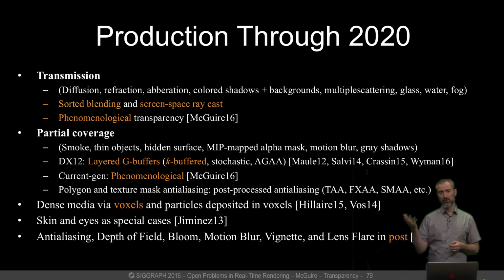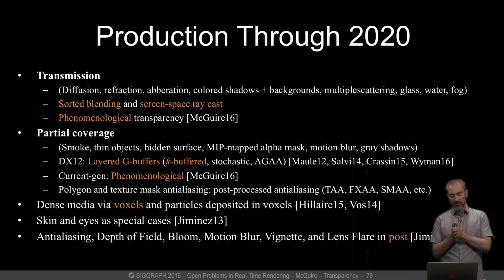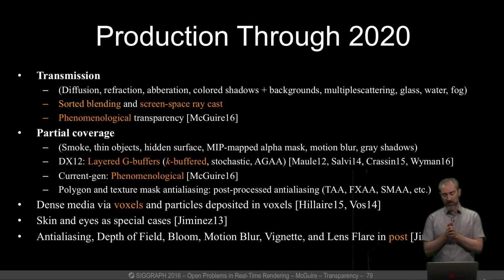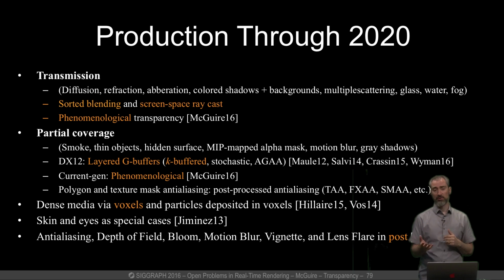That's for transmission. For partial coverage, so cases like smoke and thin objects, the hidden surface rendering or the mip-mapped alpha, if you have access to DX12, I think K-buffers are probably the most aggressive technique, and that's a good solution. Like I said, it gives gorgeous hair, it handles partial coverage really well, and it scales down in some cases even to a single layer for the K-buffer. And we've already seen that deployed in a couple of AAA games on PC.